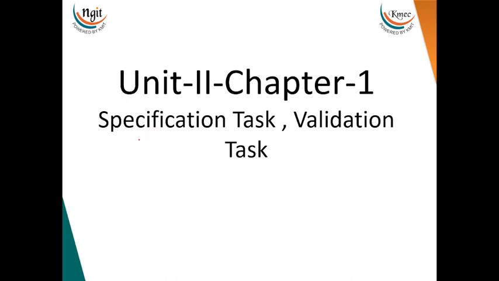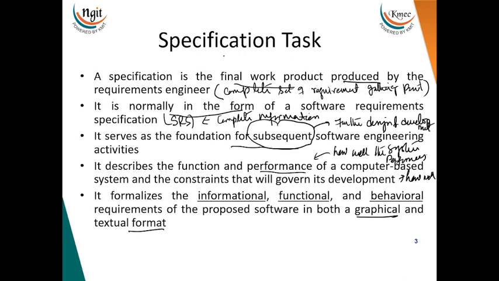Okay. So we have two topics today to cover. That is specification tasks and validation tasks. Now, what is a specification task? The specification is the final work product produced by requirement engineering. It is nothing but the final work product or final software that you have delivered.